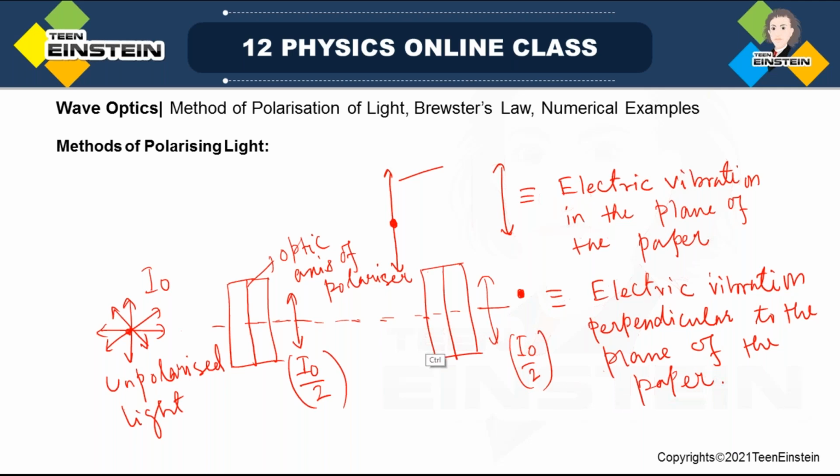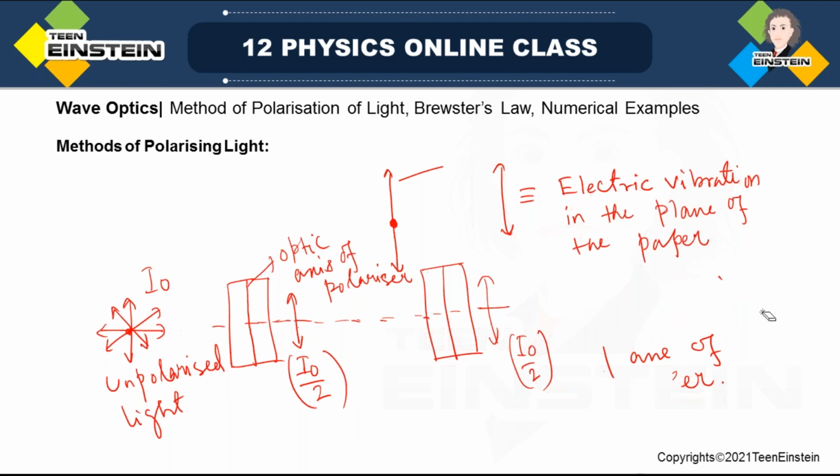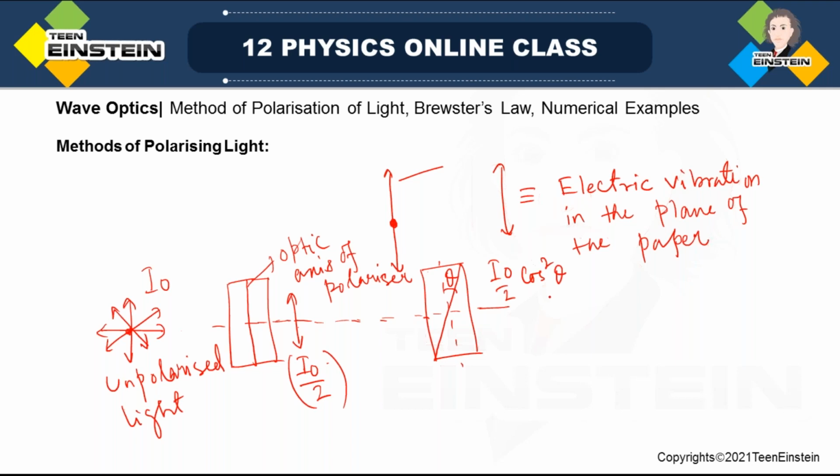Now suppose this second analyzer is kept at a certain angle with the previous one. Earlier it was this, now it is making a certain angle. Then the intensity will not be the same as here. It will be given by Malus's law that we have already discussed. This was just a recap.